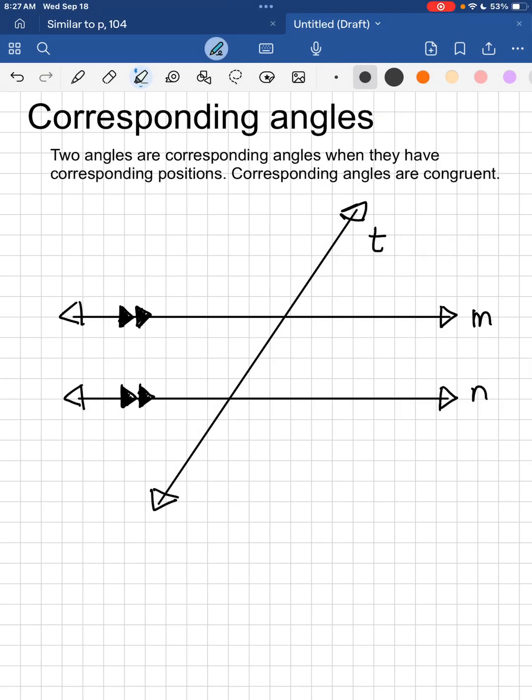Morning, everybody. Let's cover corresponding angles.